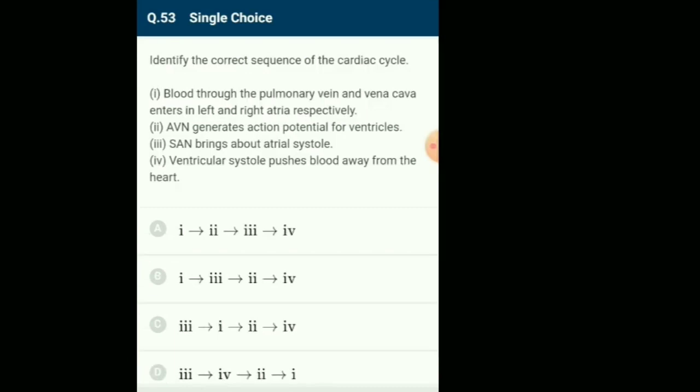Question number 53. Identify the correct sequence of the cardiac cycle. Here there are 4 sequences given. Blood through pulmonary vein and vena cava enters the left and right atria respectively, and then atrial systole begins due to stimulation provided by the sinoatrial node. Impulses from the SA node will then be transferred to the AV node, which will bring about contraction of ventricular muscles, which finally pushes blood away from the heart. So the correct sequence is option B.